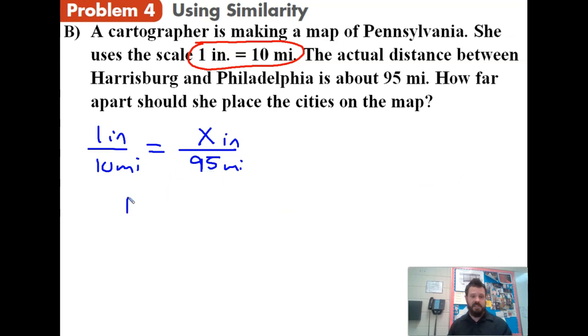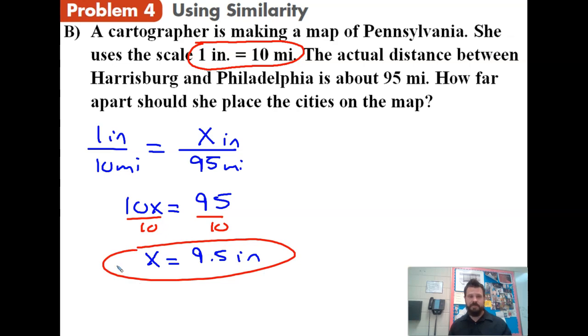10 times x is just 10x, is equal to 95 times 1, which is 95. And we can divide both sides by 10. That's going to give me that x is equal to 9.5 inches for the distance on the map.